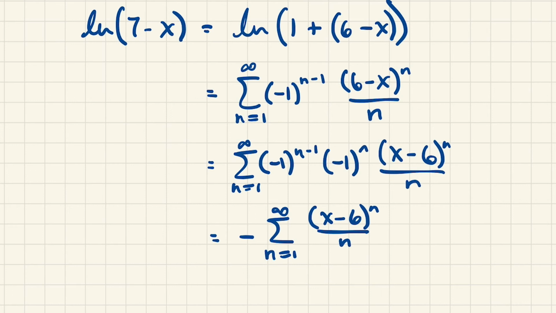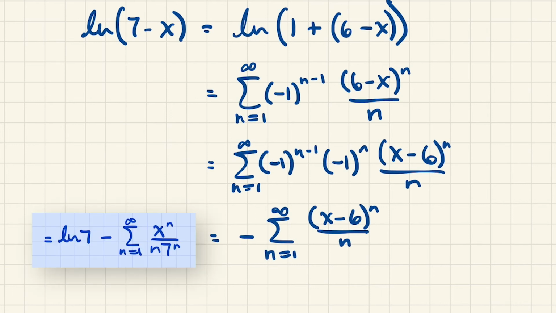So these are two fundamentally different correct answers to the question, find a power series representation for ln of 7 minus x. We're going to get into detail on these distinctions in the next section, but let's take a look and see how they each manifest graphically.